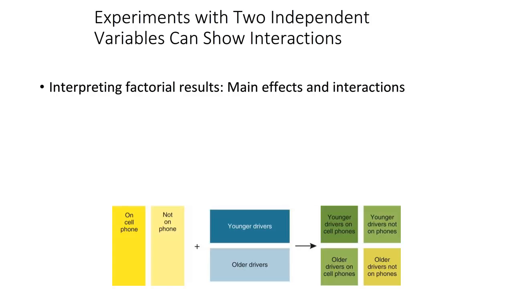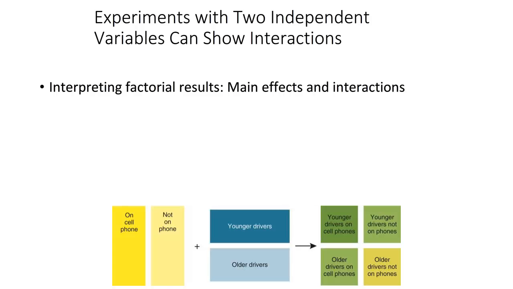So maybe we do have this effect where when you're on your cell phone it takes you longer to brake. What if that was only true for younger drivers? Now, I doubt that in the real world it would play out like this, because what we know from cognitive psychology is that we really can't multitask. So please don't think I'm telling you real research results here.